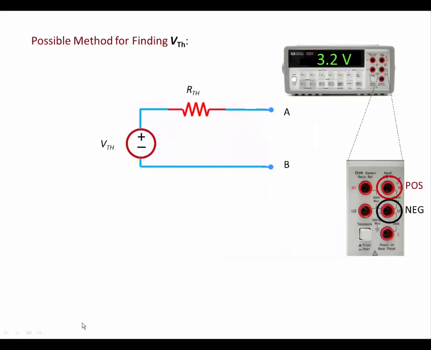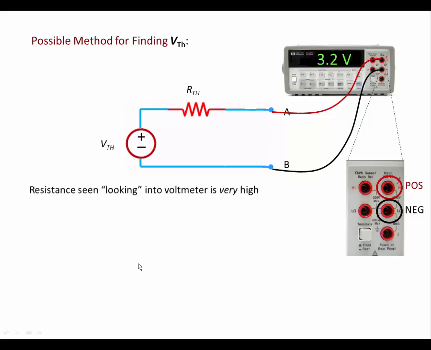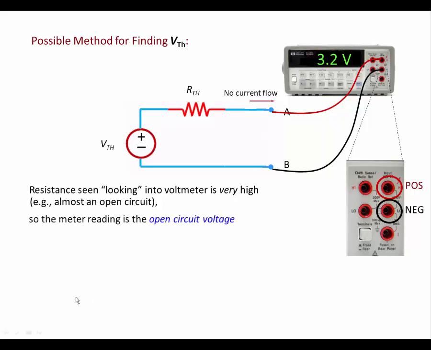A possible method for finding V Thevenin is simply to measure the open circuit voltage. We do that by setting up the multimeter to be a voltmeter and connecting the positive and negative terminals to nodes A and B, respectively. Now you may recall that the resistance seen looking into the voltmeter is very high. In other words, it's almost an open circuit and no current flows from the circuit into the voltmeter. I may have said ohm meter a moment ago, I mean voltmeter. Therefore, the meter reading is the open circuit voltage.